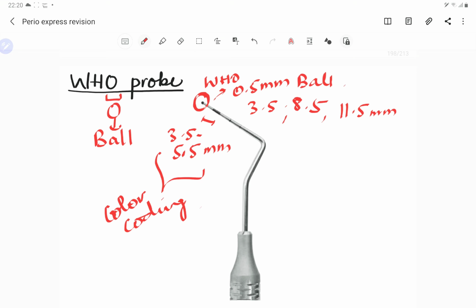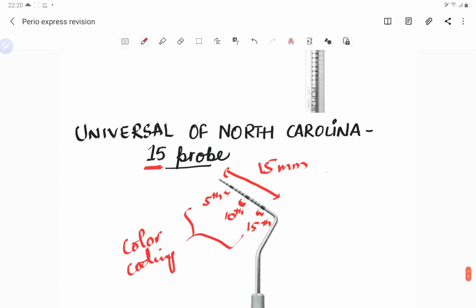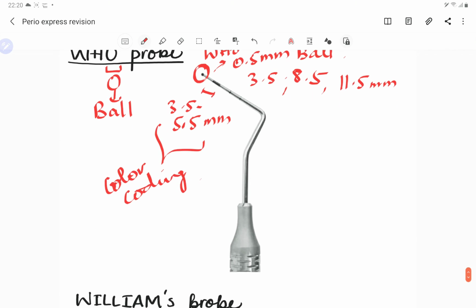Now I think you guys can appreciate a WHO probe very easily. You can appreciate the Marquis color coded probe very easily, because there are calibrations at 3 millimeters in the Marquis probe, which we have covered. The first one we have covered, and then there is the North Carolina 15 probe. So 15, you know that 15 millimeters is the probe length, and at every millimeter there is a marking present.